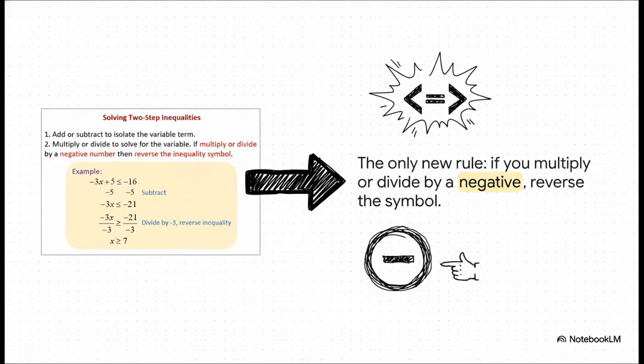And this is it. This is the one special rule you have to burn into your brain. If and only if you multiply or divide both sides of an inequality by a negative number, you have to flip the sign around. A less than becomes a greater than, a less than or equal to becomes a greater than or equal to. That's it. That is the only new rule.